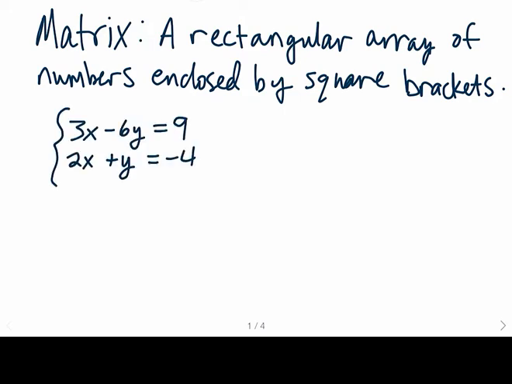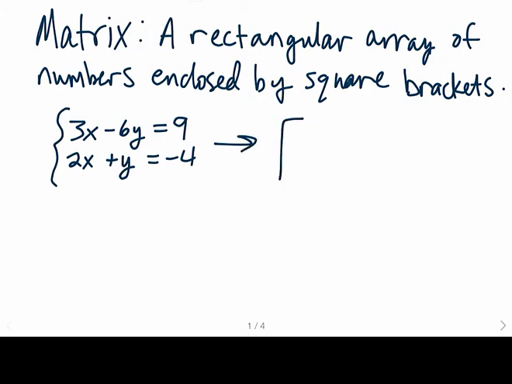Our original system, 3x minus 6y equals 9, 2x plus y equals negative 4. Oh yeah, you may have noticed the first equation could have been divided through by 3. We could have done that, didn't think of it at the time. Now that I've thought of it, I still don't want to do it because I want these steps to look identical to what we just did. Although, right off the bat, you can do that. Okay, now that that's out of the way, let's write this down as an augmented matrix.